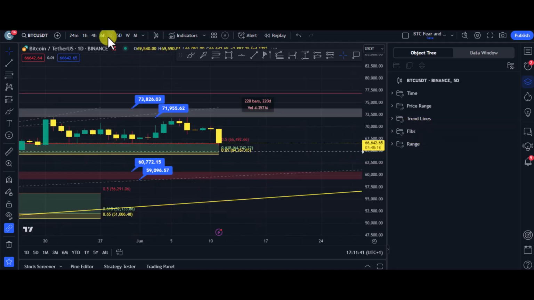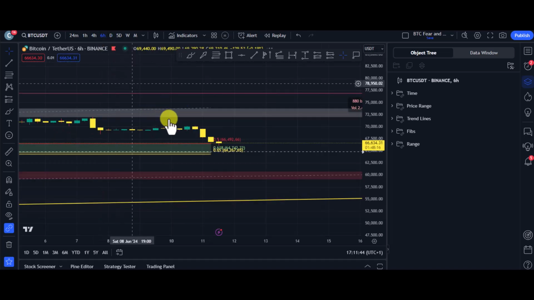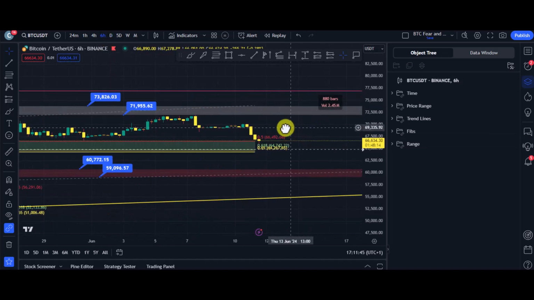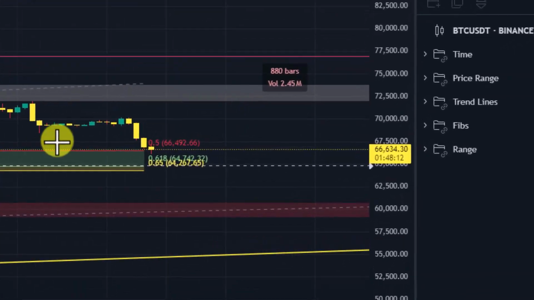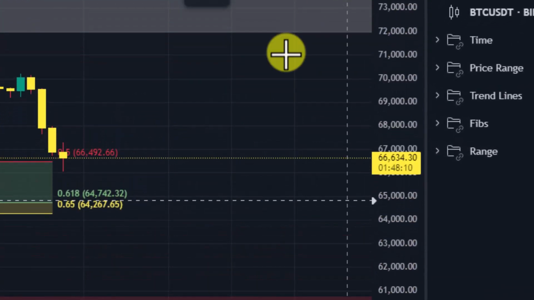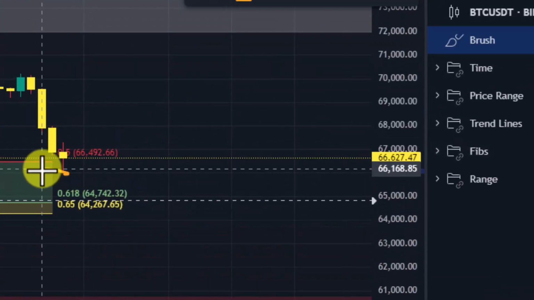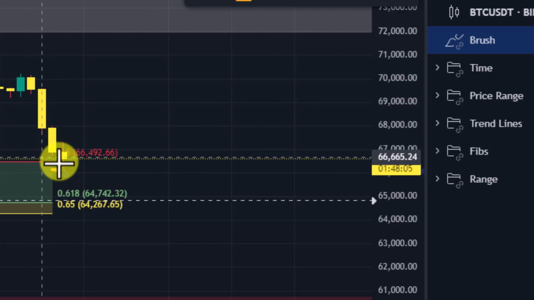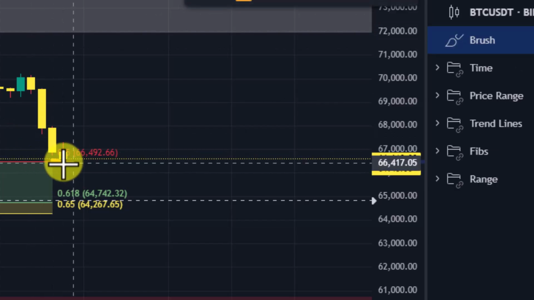Let's zoom in a little bit. I want to go into the 6 hour because we're on the 50%. So it's a great time to actually do a video because everyone's probably going to be scared right now. All right. We came down underneath the 50%. We haven't closed yet. We're on a 6 hour chart. The 6 hour chart hasn't closed this candle yet.